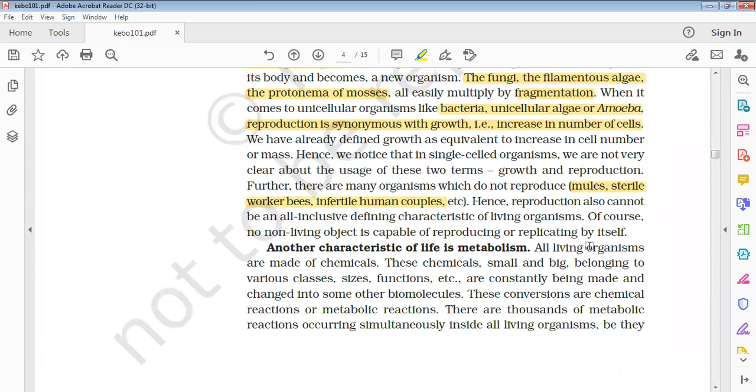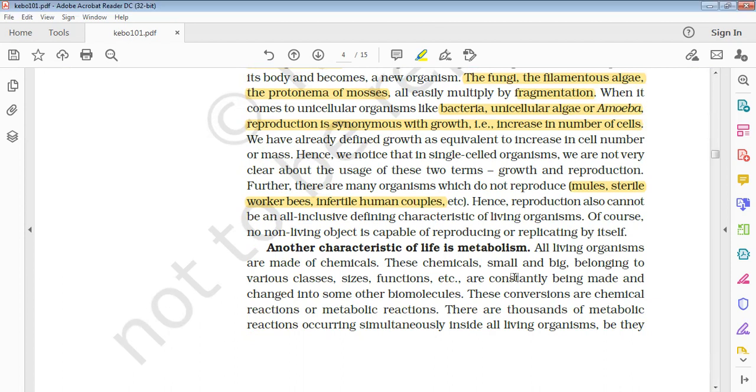So let's consider the third characteristic, that is metabolism. So what is metabolism? Metabolism, as you know, consists of two different steps, that is anabolism and catabolism. So what is anabolism and catabolism? Anabolism is the process in which new molecules are being produced. Simple molecules combine together to form a complex molecule. That is known as anabolism. Whereas in the case of catabolism, the complex molecules are being broken down into simpler molecules to release energy. So in anabolism, energy is being used to create complex molecules, whereas in catabolism, energy is released while breaking down the complex molecule to simpler molecules.